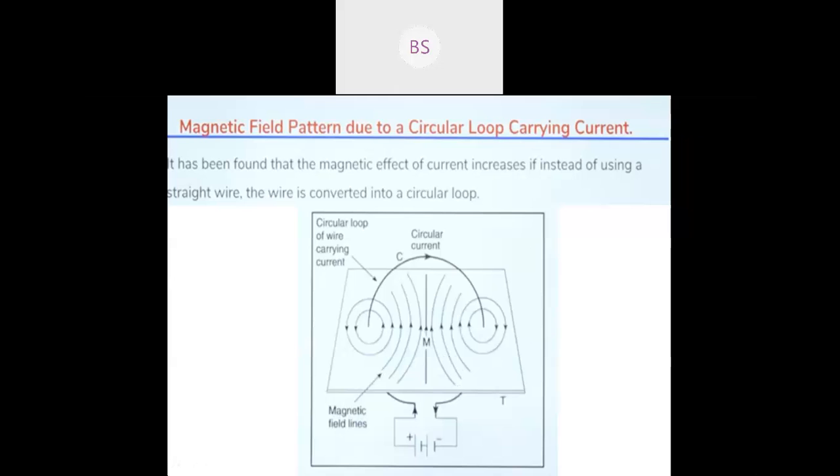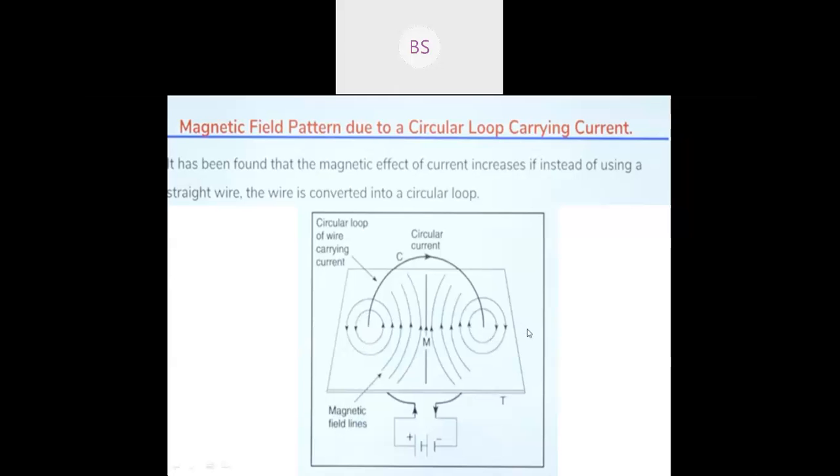So what observations can we make here when we sprinkle the iron filings around a circular loop? The first one: in the vicinity of the wire at P and Q, the magnetic field lines are nearly circular. Vicinity means area. So you can see here, near the end, if this point is P, in this area you can find circles. Here also you can find circles. That is the first point we have observed.